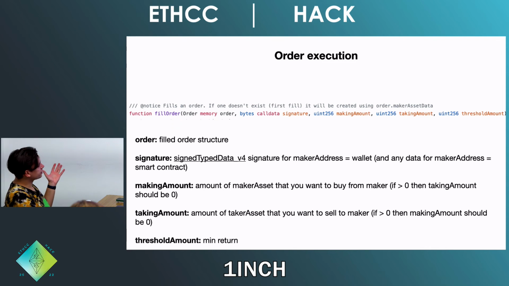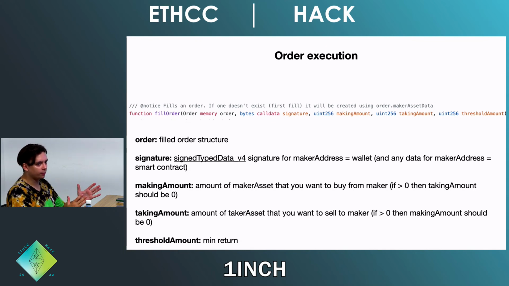There are also three parameters: making amount, taking amount, and threshold amount. Why do you need the threshold amount? It's because a limit order can be filled partially. You can fill it for 30% or for 100%.